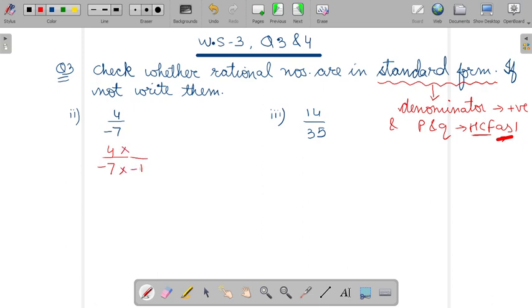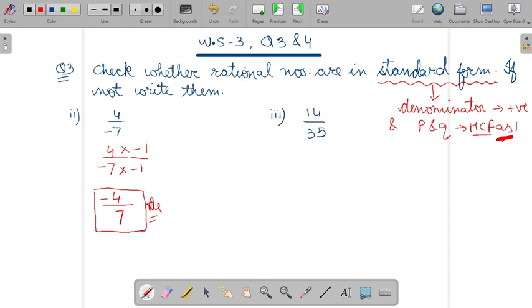अब डिनोमिनेटर को मल्टीप्लाई किया है -1 से, सो न्यूमरेटर ऑल्सो यू विल मल्टीप्लाई इट विथ -1. नाउ 4 मल्टीप्लाई -1 is -4 and the denominator -7 multiply -1 is 7. Now observe the denominator has become positive. अब हमें देखना है whether P and Q or numerator and denominator has HCF, highest common factor, as 1. क्या ये आपस में कुछ कैंसिल हो रहा है? Something is common in between? No. So here the highest common factor is 1. So this is in the standard form. Okay.